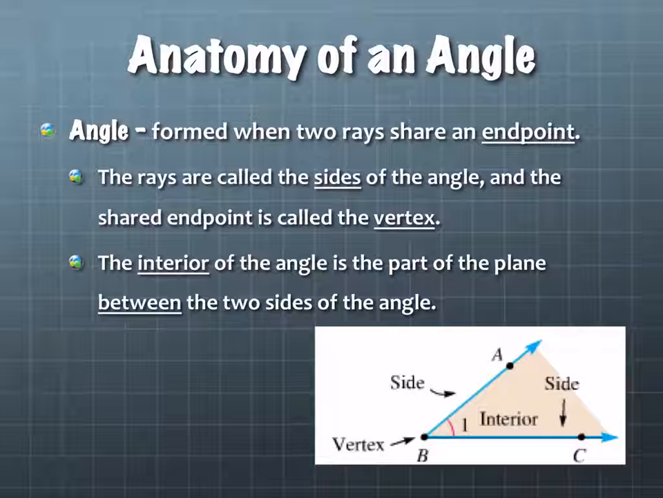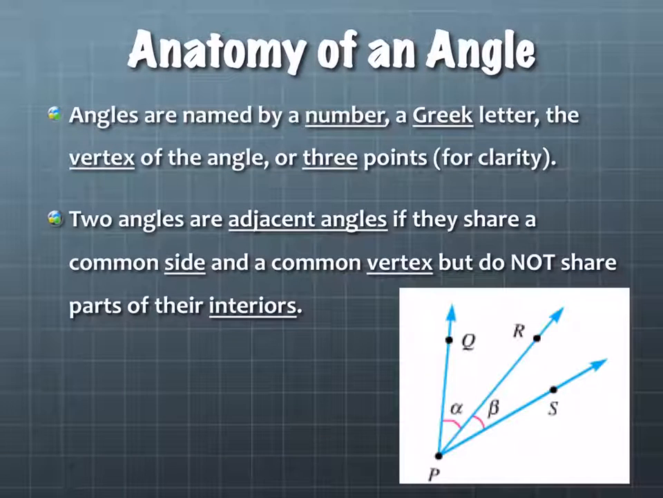And that's what we're going to do next, is we're going to talk about measuring those angles. So when we talk about measuring angles, angles first are named by either a number, a Greek letter, or the vertex, or 3 points for clarity. So, for example, this picture, we can talk about angle alpha. We can talk about angle beta.